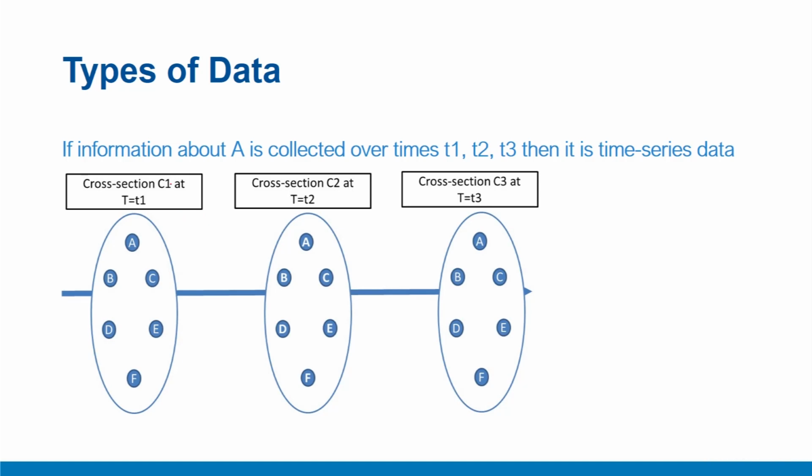Have a look at this diagram here. We have three cross sections, C1 at time t1, C2 at time t2, and C3 at time t3. Notice, if you collect data about only one individual like A, over all the three cross sections, that is t1, t2, and t3, then this kind of data is called time series data. You are collecting a time series of information about individual or unit A.